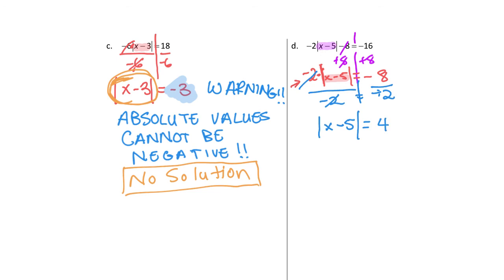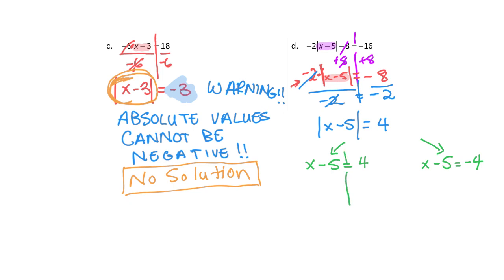So that was a negative. I'm cleaning that up a little bit because it looked like a positive there for a second. So negative 8 divided by negative 2 is a positive 4. So this one does not have a warning on it. We're going to split this one into its two possibilities. x minus 5 equals 4, and then x minus 5 equals negative 4. So this is the movement to the left, the first of the movement to the right.